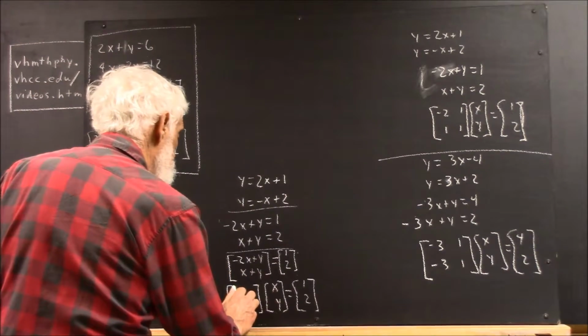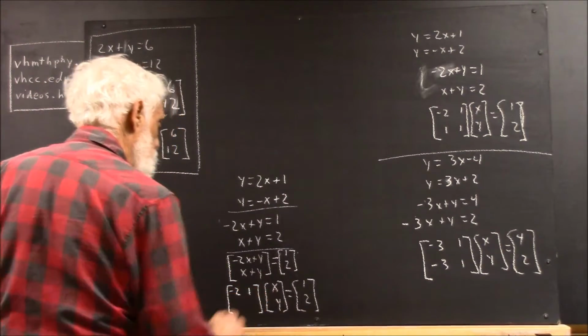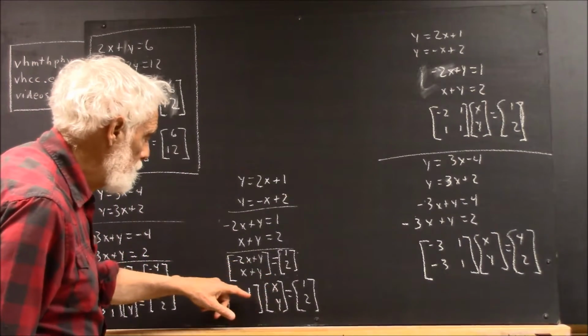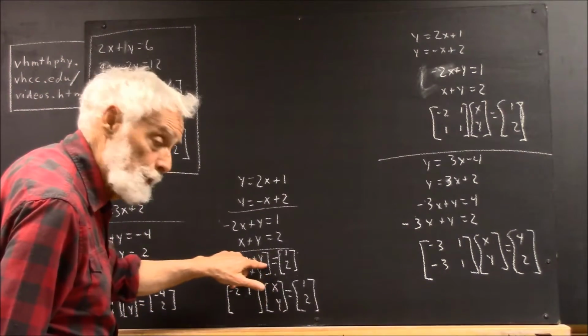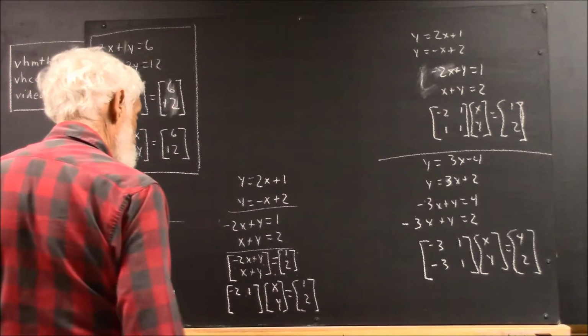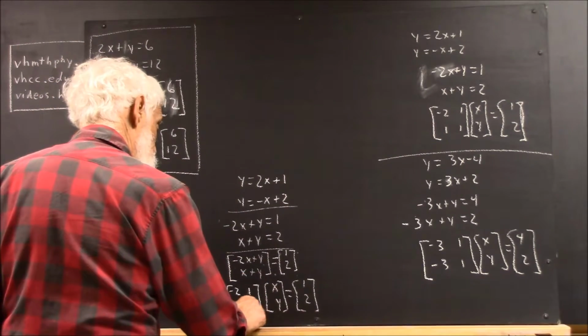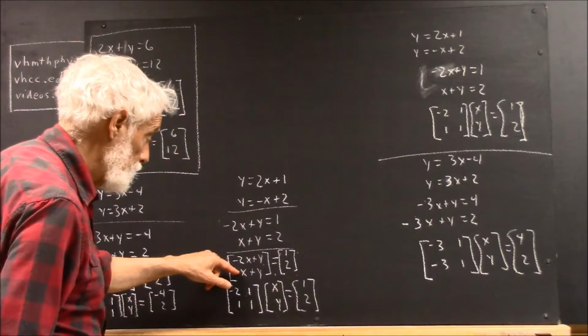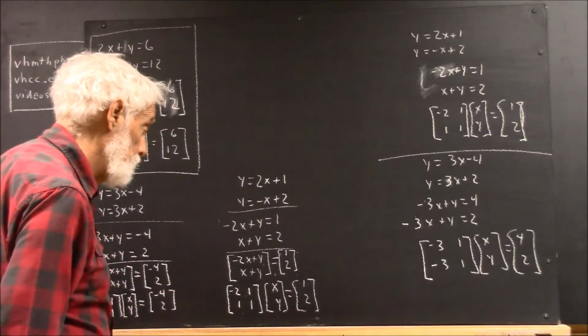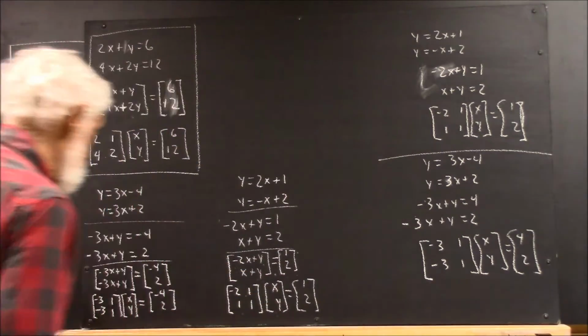Well, by putting a negative 2 here and putting a 1 here, so that negative 2 times x plus 1 times y matches up with what we have here. And then down here, we're going to put in a couple of 1s, because 1 times x gives us x and 1 times y gives us y. And now we've got a matrix equation.